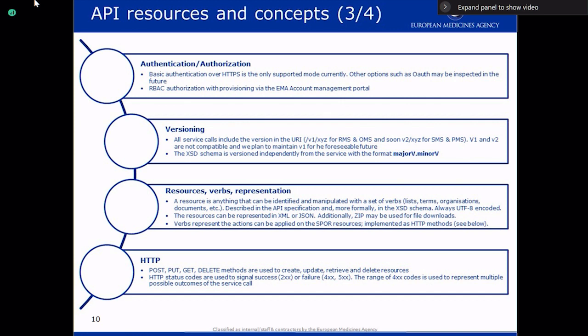The versioning: you'll notice that all the service calls include a version in the endpoint that you access. The ones for RMS and OMS include the keyword v1 to specify this is version 1, and once the SMS and PMS API is available, that will be version 2. The two versions are not compatible. V2 for OMS, SMS and PMS are FHIR compatible, and they are not compatible with version 1. We do plan to maintain V1 for the foreseeable future. There is no plan in any way to make that unavailable.